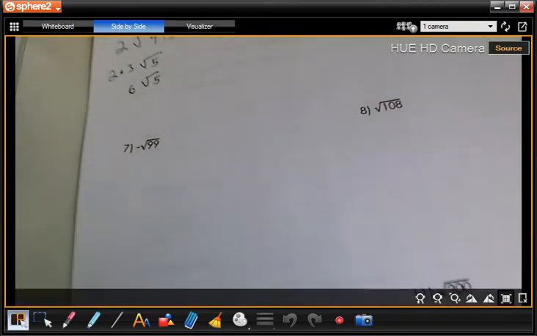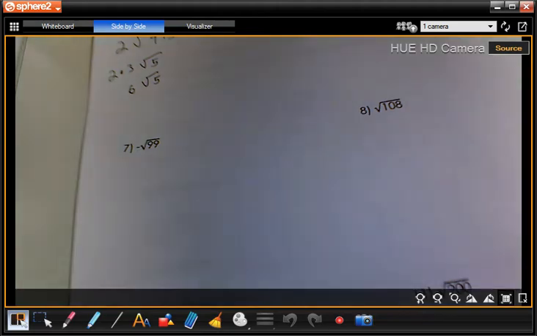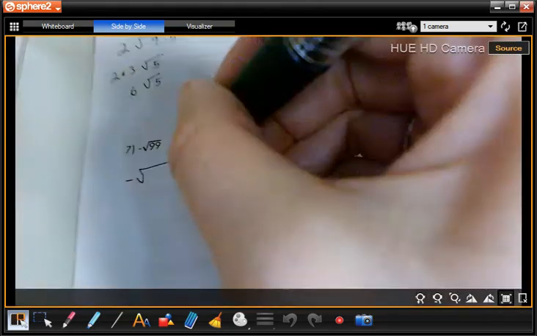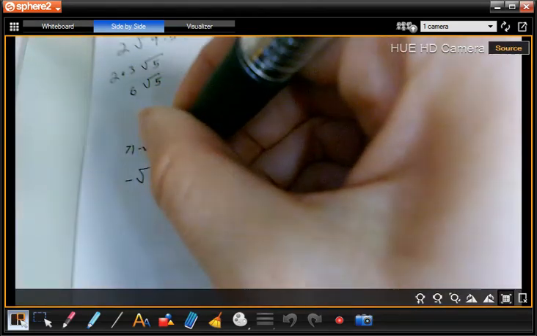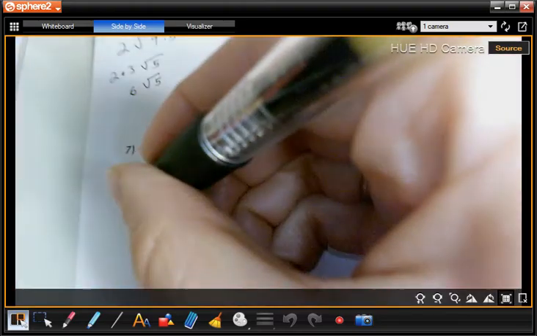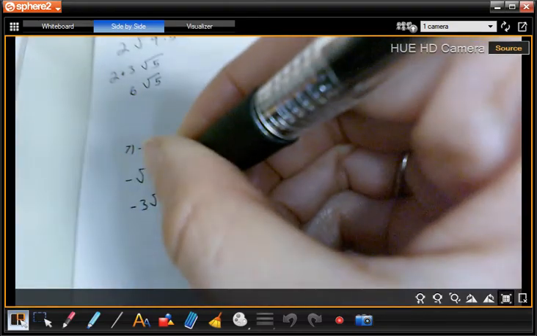Number 7, I've got that negative in front, which I don't really have to worry about. I just have to keep it there. What 2 numbers multiply to give us 99 where 1 is a perfect square? 11 times 9. Right? Square root of 9 is 3, so negative 3 square root 11.